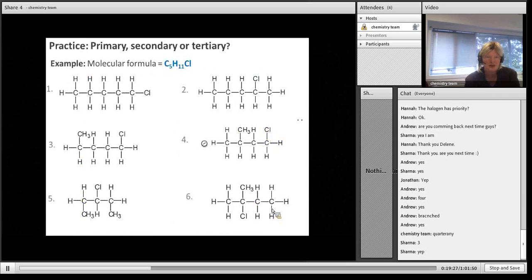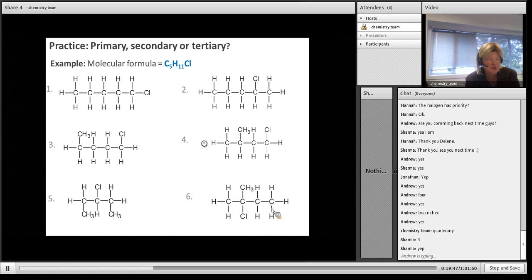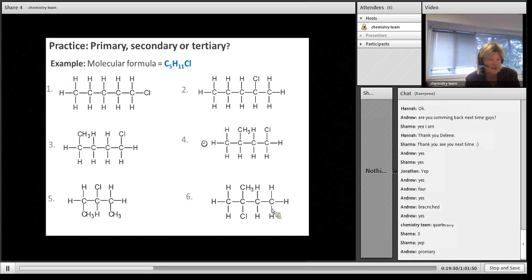Okay, so let's do some practice. So number one, now we're looking, and we've got chlorines in all of these cases, so haloalkane. Are these haloalkanes primary, secondary, or tertiary? So number one, is it primary, secondary, or tertiary? You can just say 1, 2, or 3. Primary. Good.